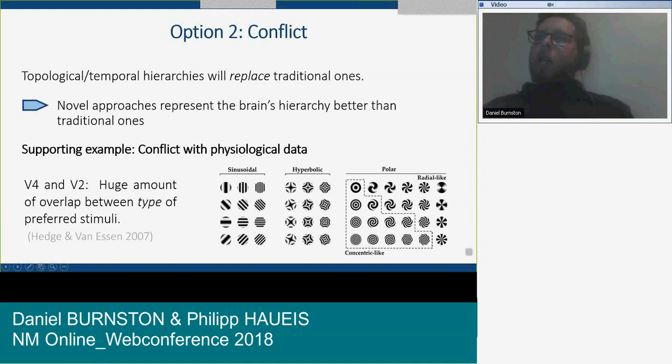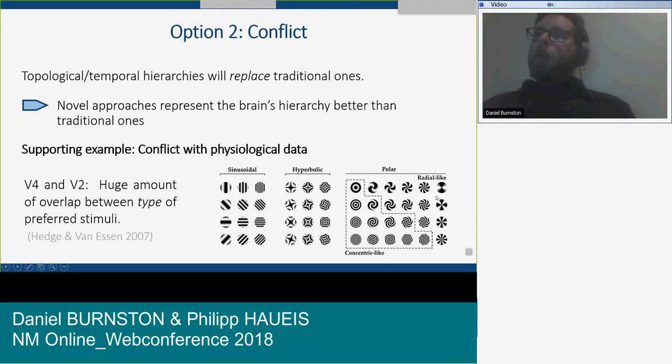Moreover, physiological data actually suggests that there's not a very clear abstraction gradient in representation after all. So this is data from, amongst others, David Van Essen, who was one of the original progenitors of the traditional processing hierarchy view. And what Hegde and Van Essen did in 2007 was they said, well, let's actually test this. Let's look at very simple gratings, slightly more hyperbolic figures, and then complicated polar or radial figures, and look for differences between V2 and V4. And what they actually showed is that there's very little difference at all between preference for these more complex figures in V4 versus V2.